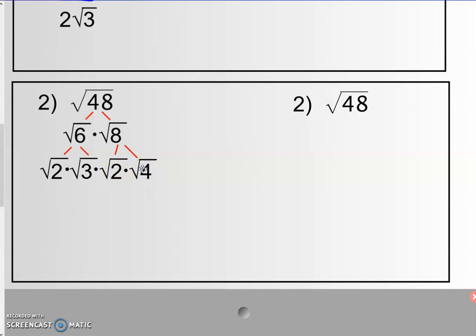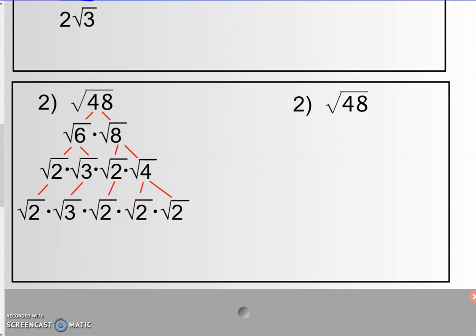And I'm almost done. I think one of these numbers can be broken down even further, and it's the 4. So my final breakdown here, this 2 is going to stay. This radical 3 is going to stay. This radical 2 is going to stay. But this 4 can be broken down.